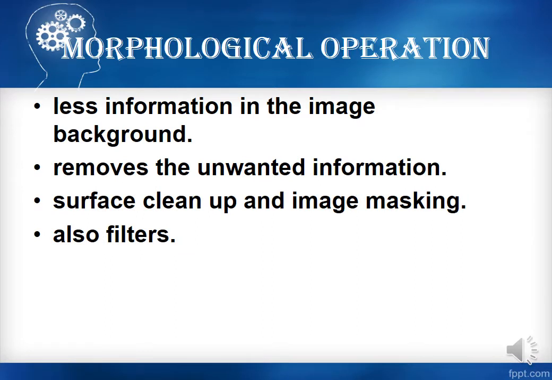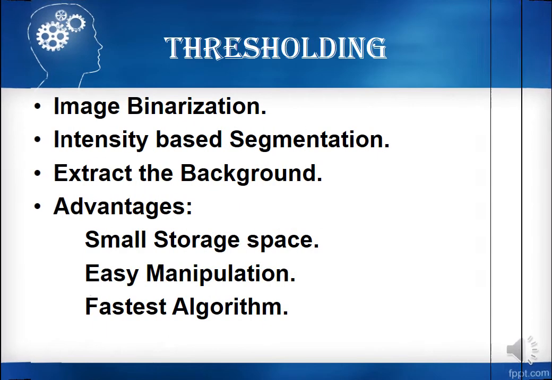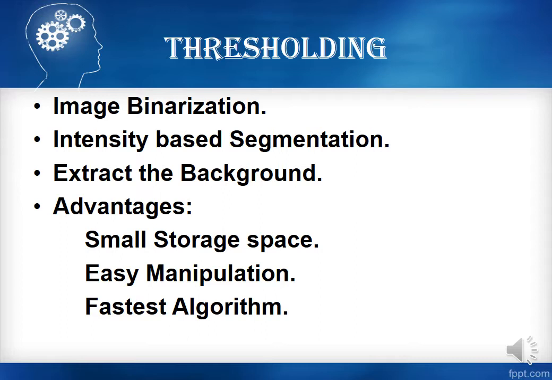Morphological operations: only very little information of the image is present in the background. The major information is found only in the foreground. So these morphological operations remove these unwanted informations in the background. The morphological operations such as dilation, erosion, opening and closing entirely perform surface cleanup and image masking. In most cases, these morphological operations act as filters and remove the unwanted noises in the given image. After the image undergoes binarization, it goes to the thresholding.